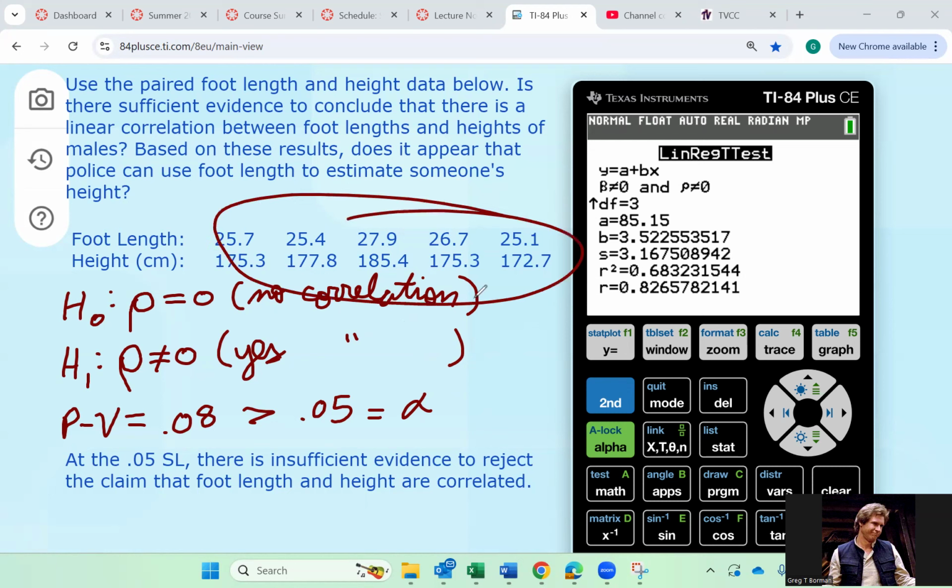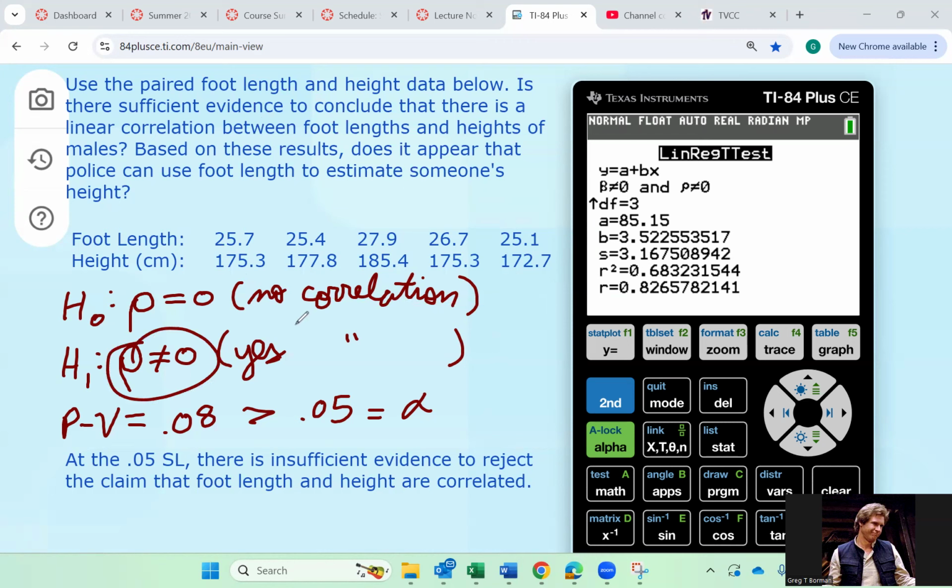But then the prosecuting attorney would probably talk to a statistician and say, your sample size is 5. You've got n equals 5. That's nothing. You've got to have quite a bit more to be significant. I'll be honest, when I started this problem, I thought there would be correlation, but the sample size is so small that it had to be really close in order to go with H1. So that's kind of what's going on there.